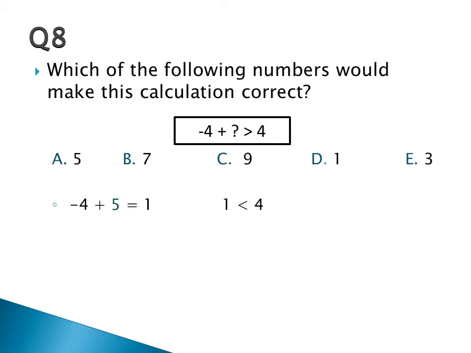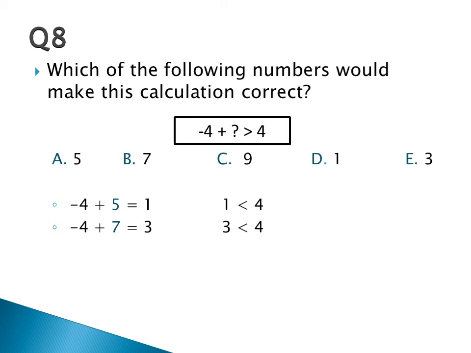Okay, so -4 plus 5. So 5 minus 4 gives you 1. So this is a positive 1 because 5 is bigger than 4. So together 1 is less than 4. So the first option is incorrect. Second option, -4 plus 7, it gives you 7 minus 4, 3. It's a positive 3 because 7, the positive number, is the bigger number. 3 is still less than 4. So this option B is also incorrect.